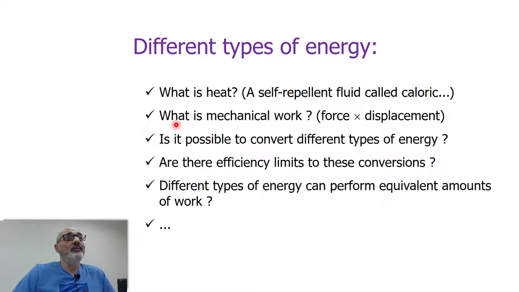Another important question is, what is mechanical work? What is mechanical energy in terms of force times displacement? Another significant question is, is it possible to convert different types of energy, heat to work, work to heat, and so on? Are there efficiency limits to these conversions? Can I convert heat to work with 100% efficiency and convert work to heat with 100% efficiency? You're going to see that this is not always the case. Also, different types of energy can perform equivalent amounts of work. All of these questions were in the heads of the researchers of the time, and I'm going to try to put ourselves in their shoes and reason as they reasoned back in the past, okay?